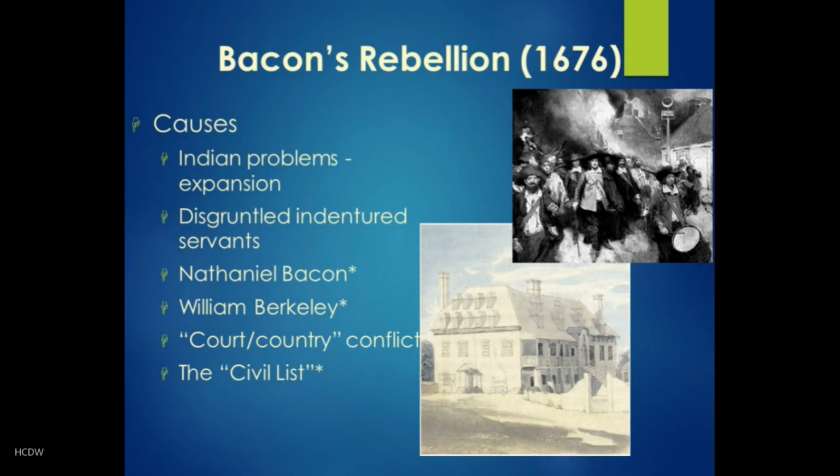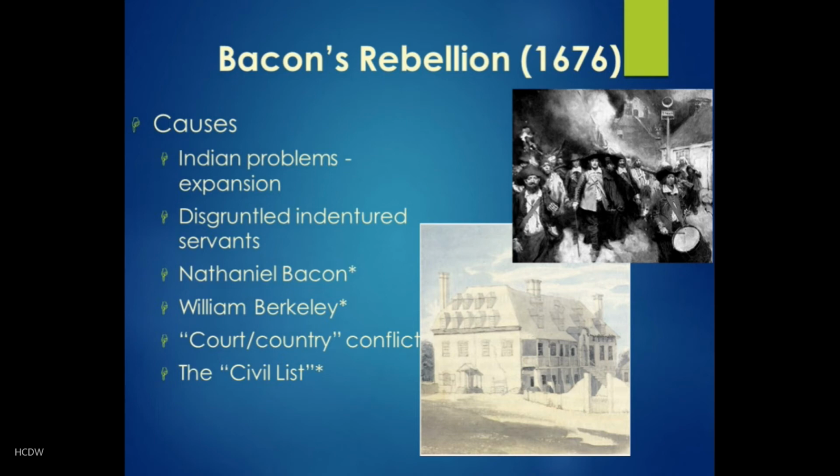Berkeley refuses to endorse Bacon, and in fact tries to have Bacon arrested. The conflict between Bacon and Berkeley then escalates and takes center stage in Bacon's Rebellion. So this is another sort of conflict that some scholars have referred to as court-country, or an insider-outsider conflict. Berkeley was well established, and his family had been in the Americas for decades. Bacon is a newer arrival, trying to forge his way into power and influence.